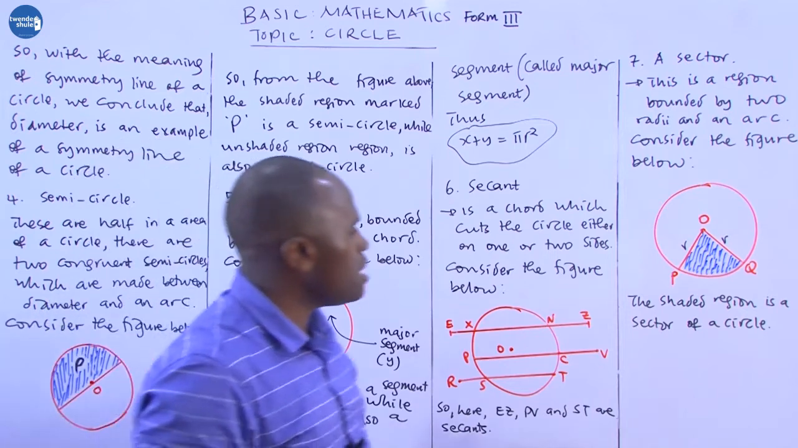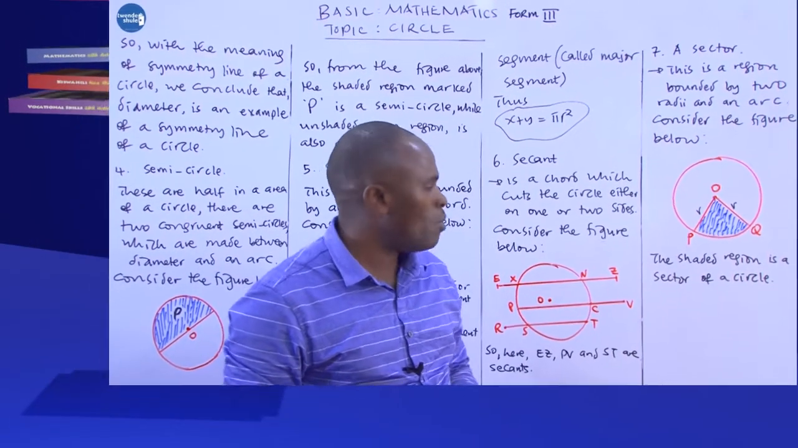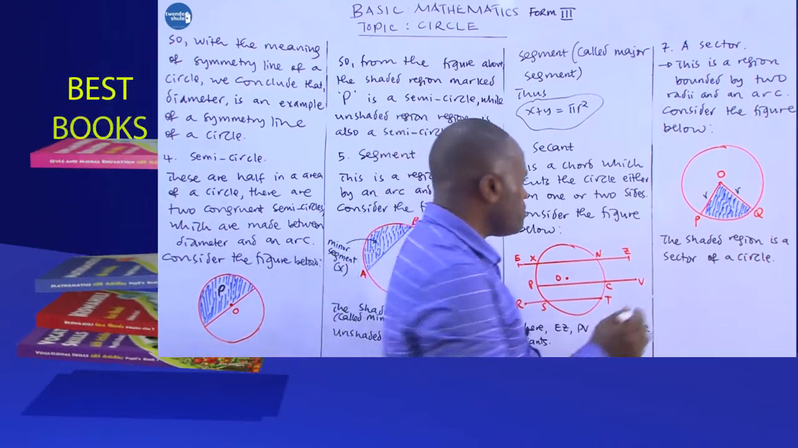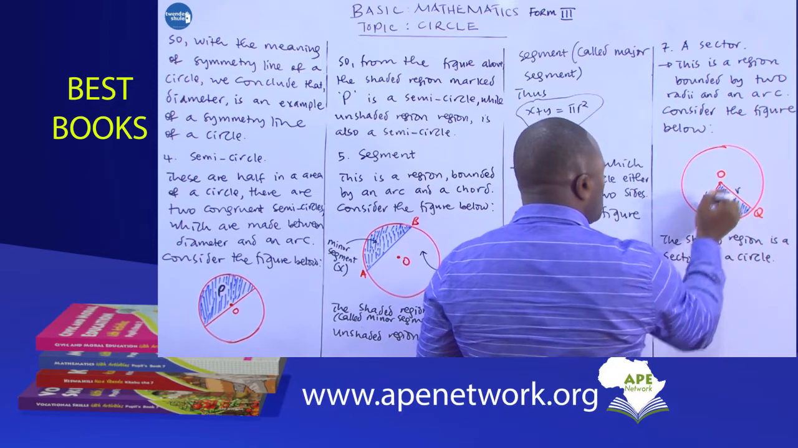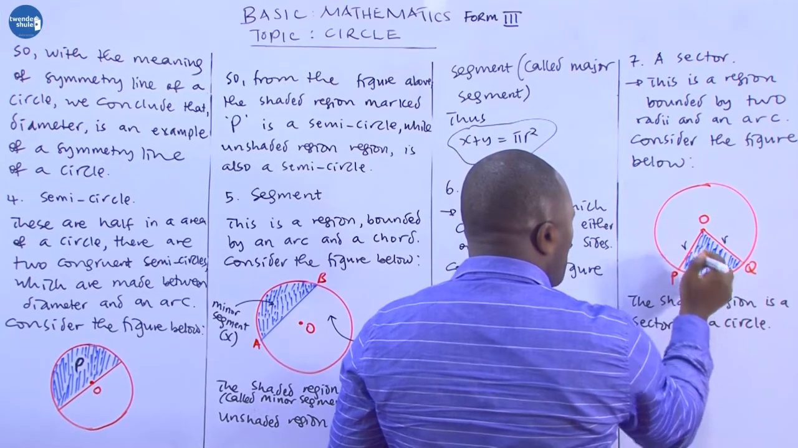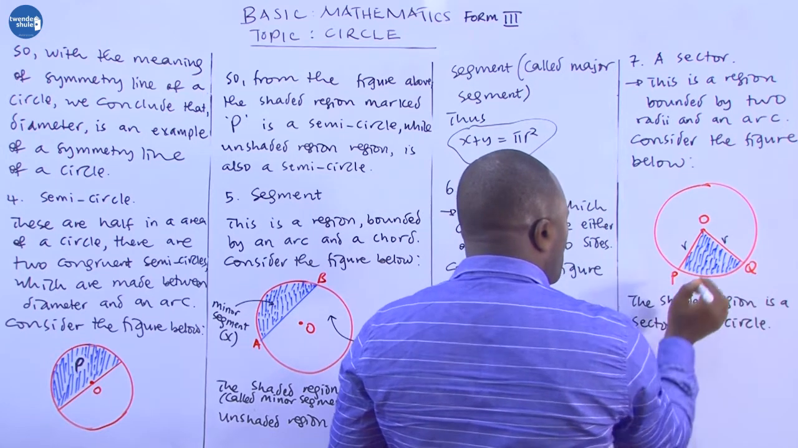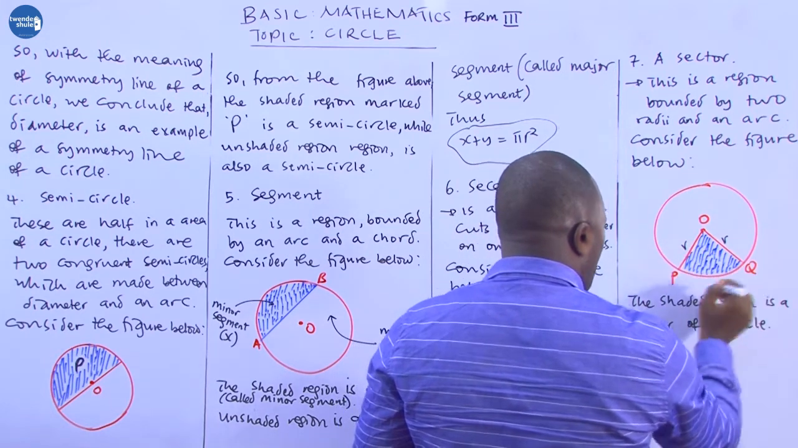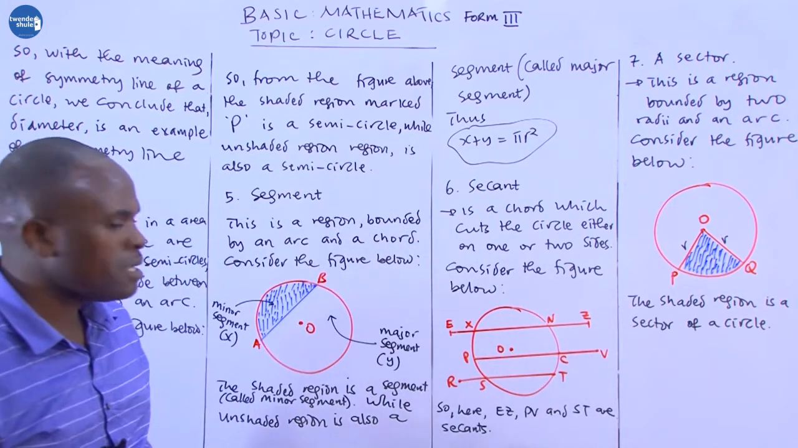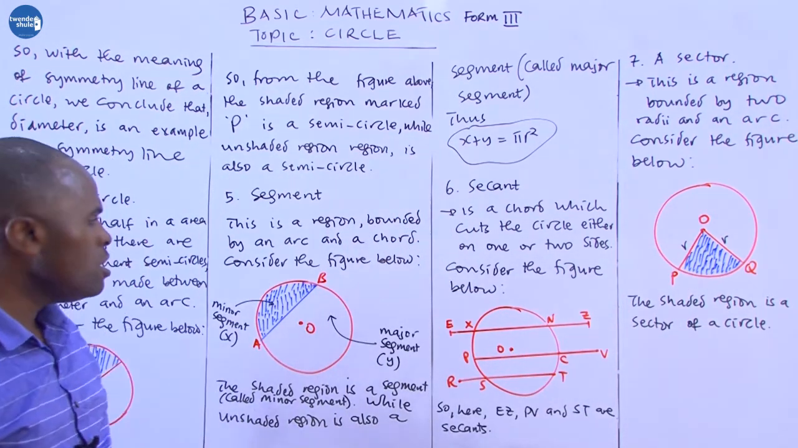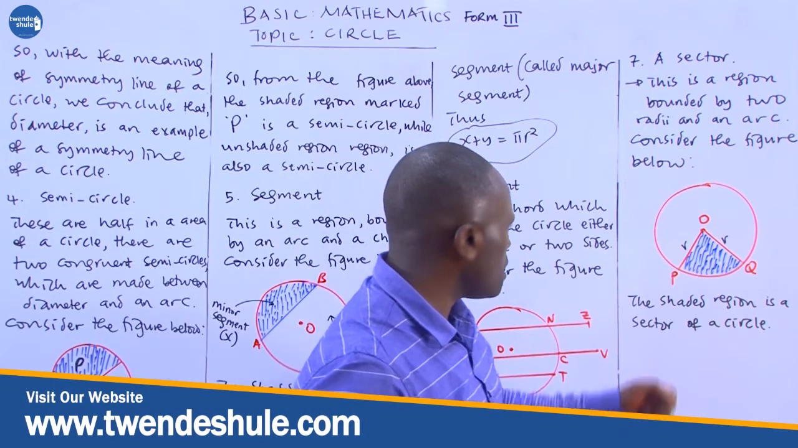So we have the term sector. A sector is a small part or the area on a circle bounded by two radii. So looking at this circle here, there are two radii. So this area is bounded by two radii and an arc. The shaded part is a sector, bounded by two radii and an arc. This is the one referred to as a sector.